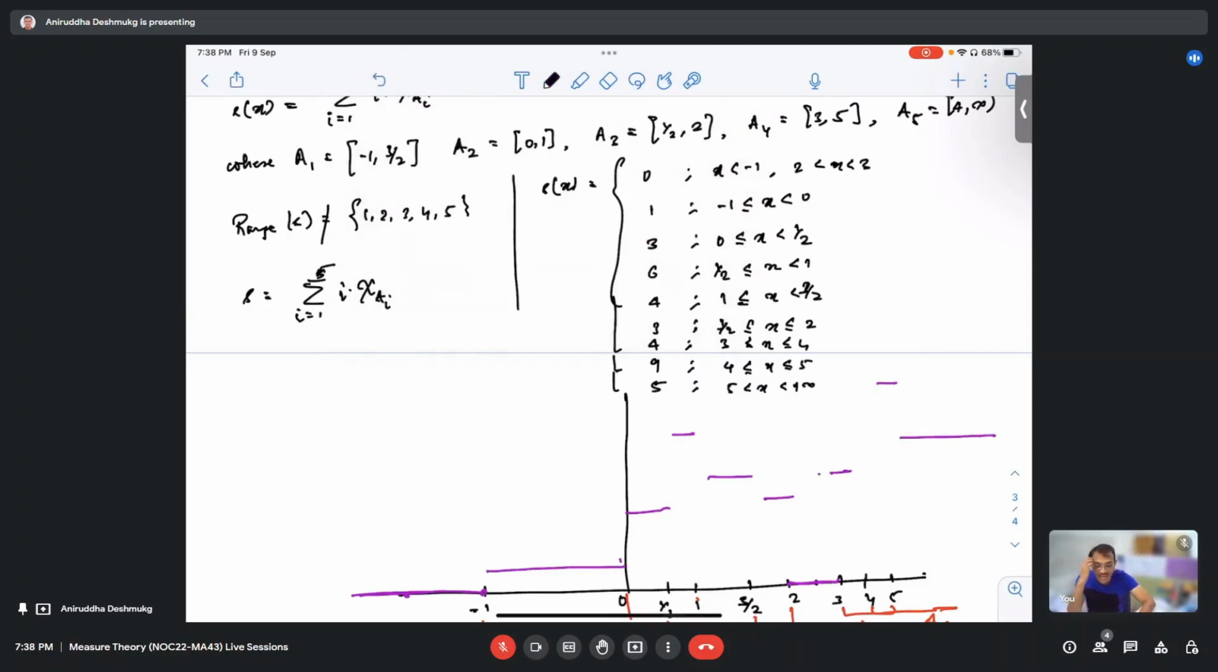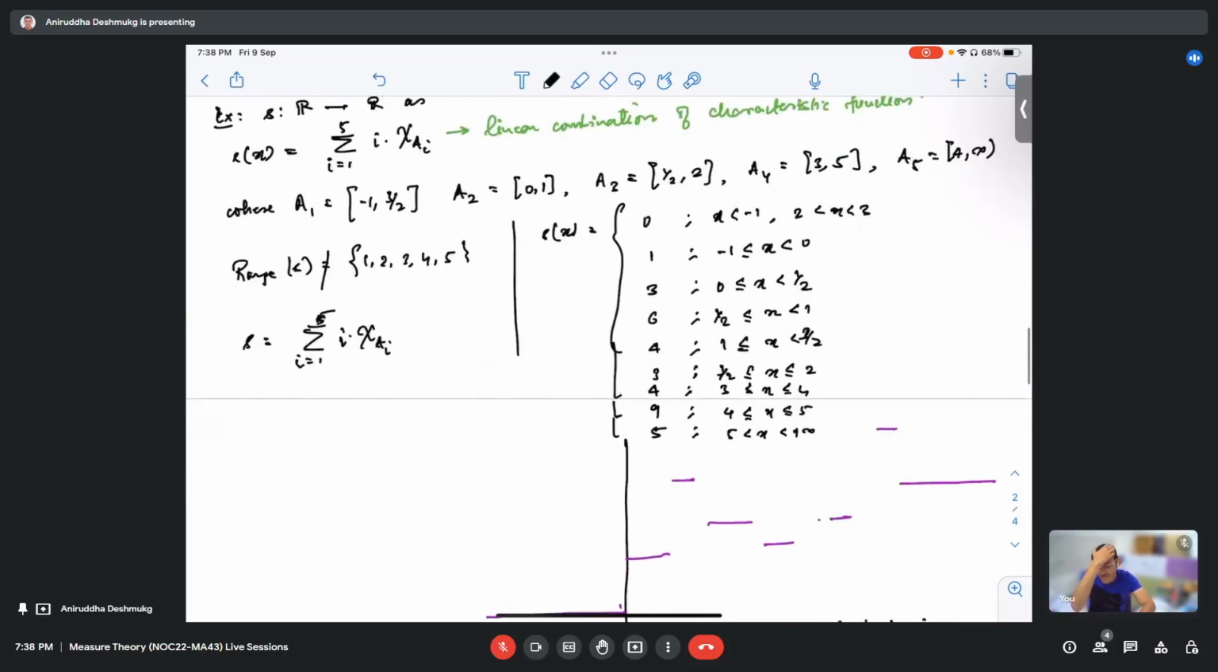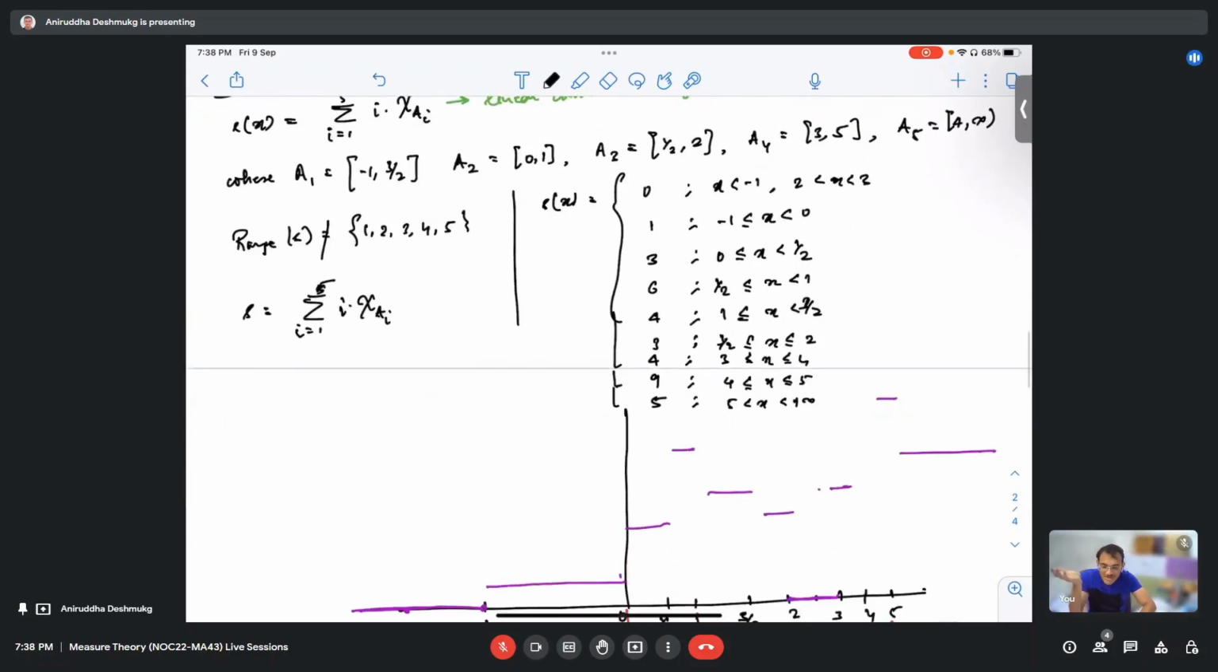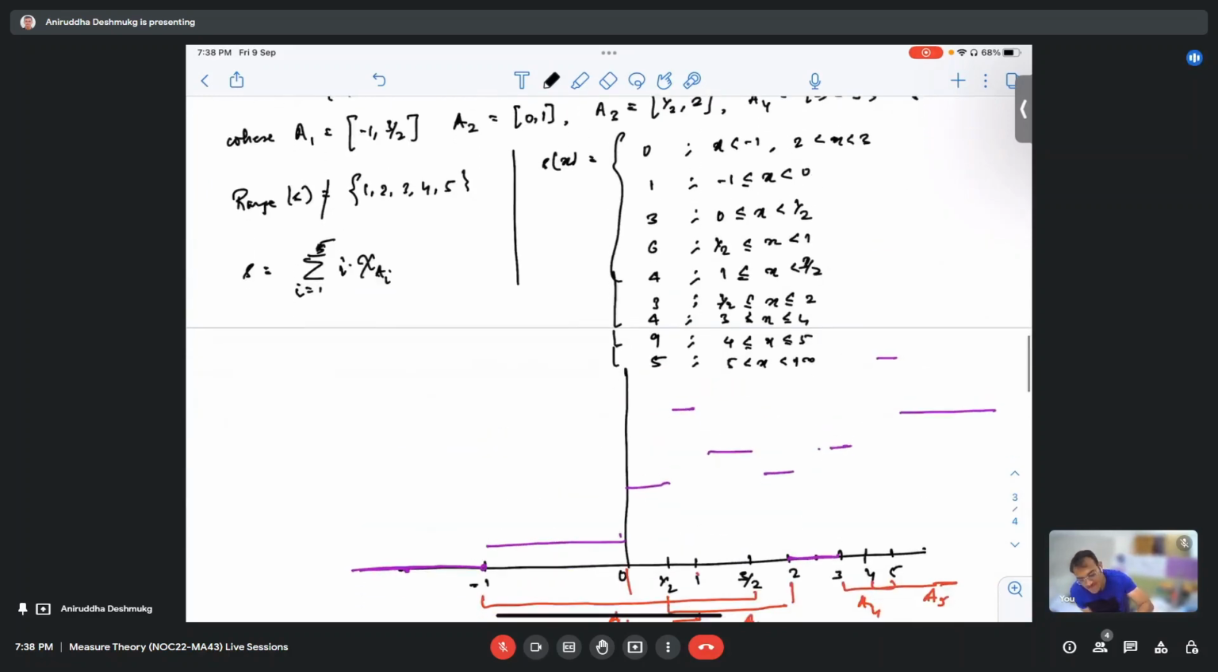First you observe that in all these values, 2 is not there. So the initial guess that the range should be 1, 2, 3, 4, 5 is not correct. In fact, there are 6, 4, 6 and 9 also, and 2 is not here. But now, just by looking at this, can you tell me whether S is a simple function?